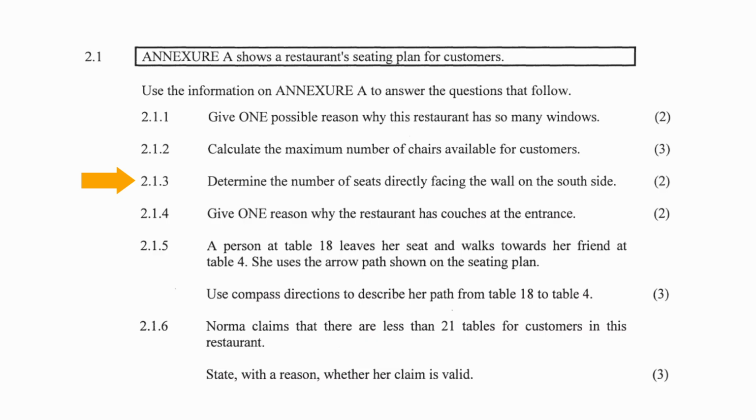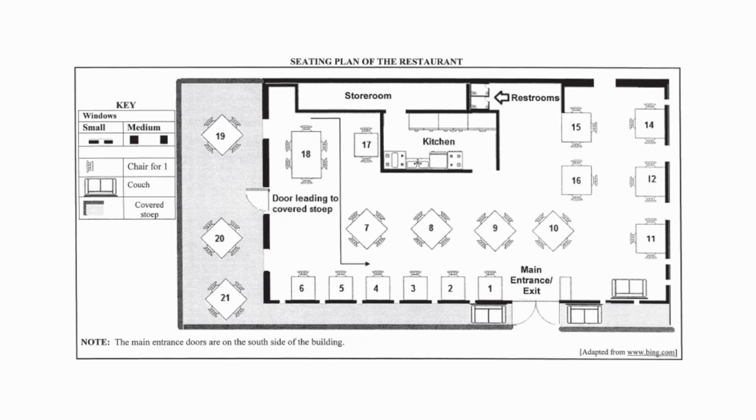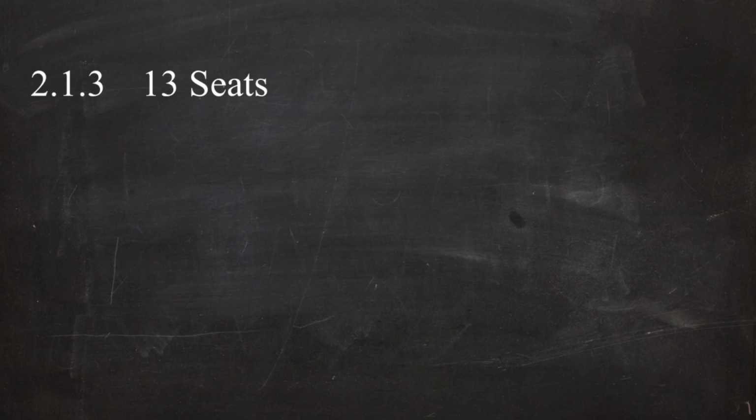In question 2.1.3, you have to determine the number of seats directly facing the wall on the south side. From the floor plan in Annexure A, there is a note that states that the main entrance doors are on the south side of the building. So the seats that are directly facing this wall will be these seats. This equals a total of 13 seats.